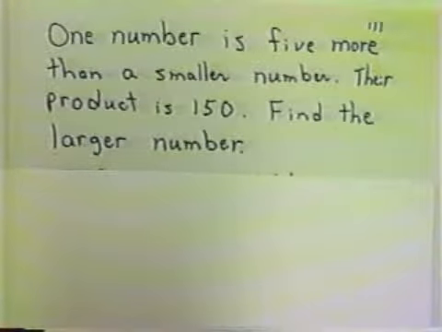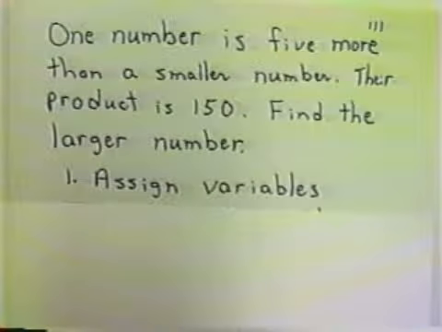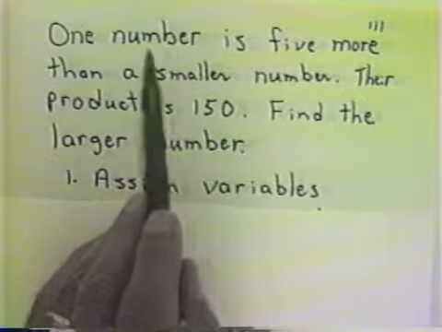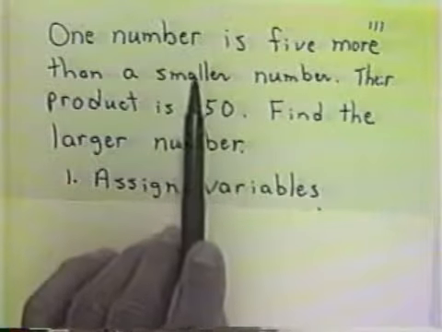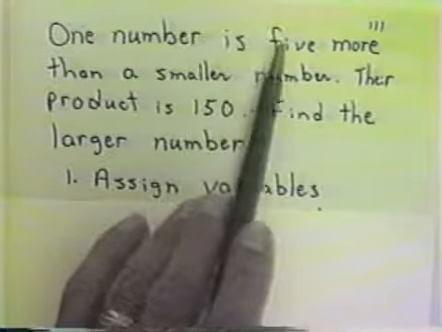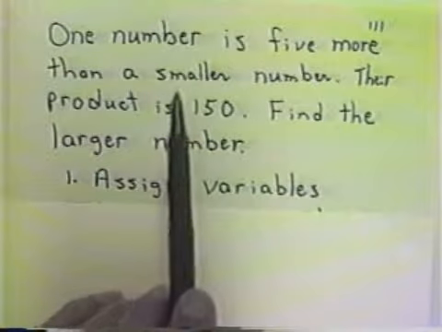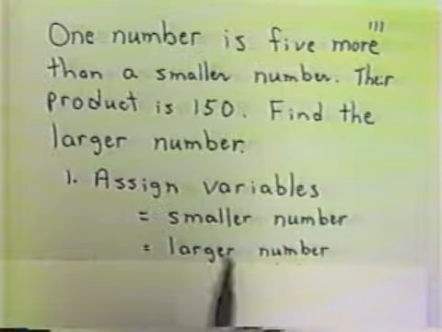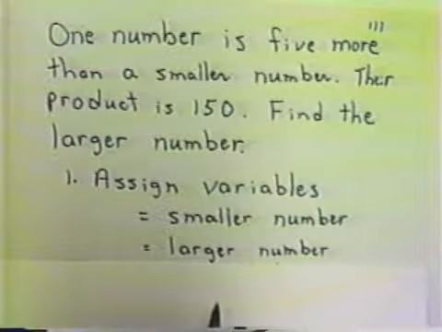One number is 5 more than a smaller number. Their product is 150. Find the larger number. The first step is to assign variables. Well, it tells me we're talking about 2 numbers. One number is 5 more than a smaller number. So I have a smaller number, I have a larger number. The larger number is 5 more than the smaller number. So I need to assign some expression to both the smaller number and the larger number.